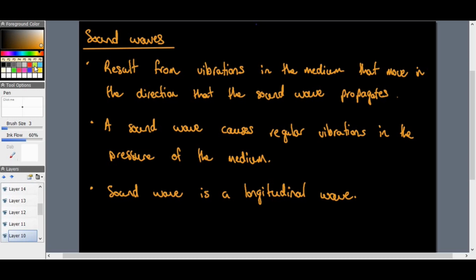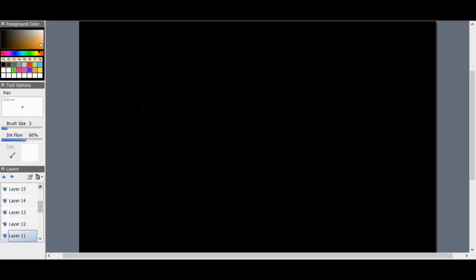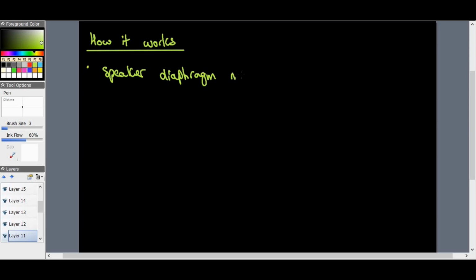But let's have a look at how it works. So let's title that how it works. A speaker has something called a diaphragm. Now when the diaphragm of a speaker moves forward, let's summarize that: speaker diaphragm moves forward.